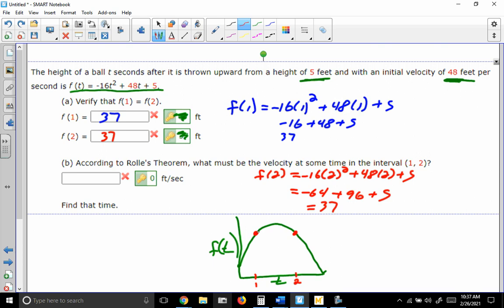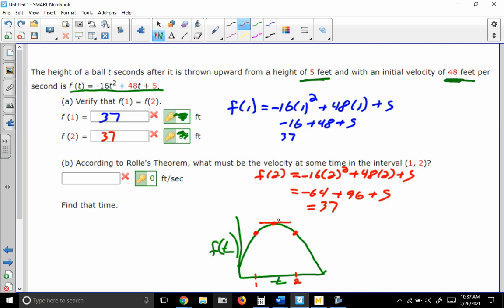So that means that somewhere in between there, since this function is continuous, and since it's a smooth curve, it's differentiable, and the endpoints are at the same height, those are the three criteria of Rolle's theorem. Same height on both sides, smooth curve, continuous, so Rolle's theorem applies. So as a result, there's got to be some point in between there such that the slope is 0.